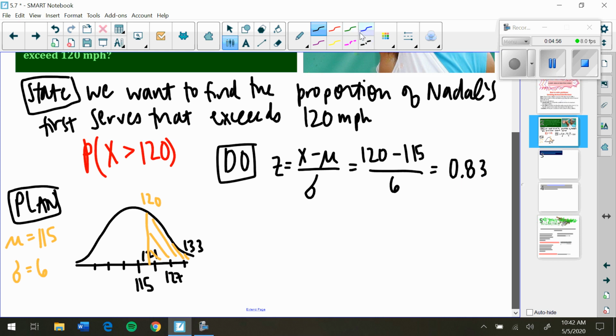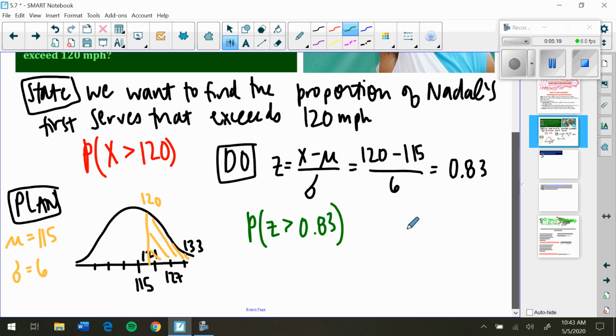So now, technically, instead of finding the probability that his serves are greater than 120, I am looking for the probability that I get a z-score greater than 0.83. Now notice that these are technically the same thing, they're just different context. This is in the context of the problem, this is in the context of our standard normal curve.